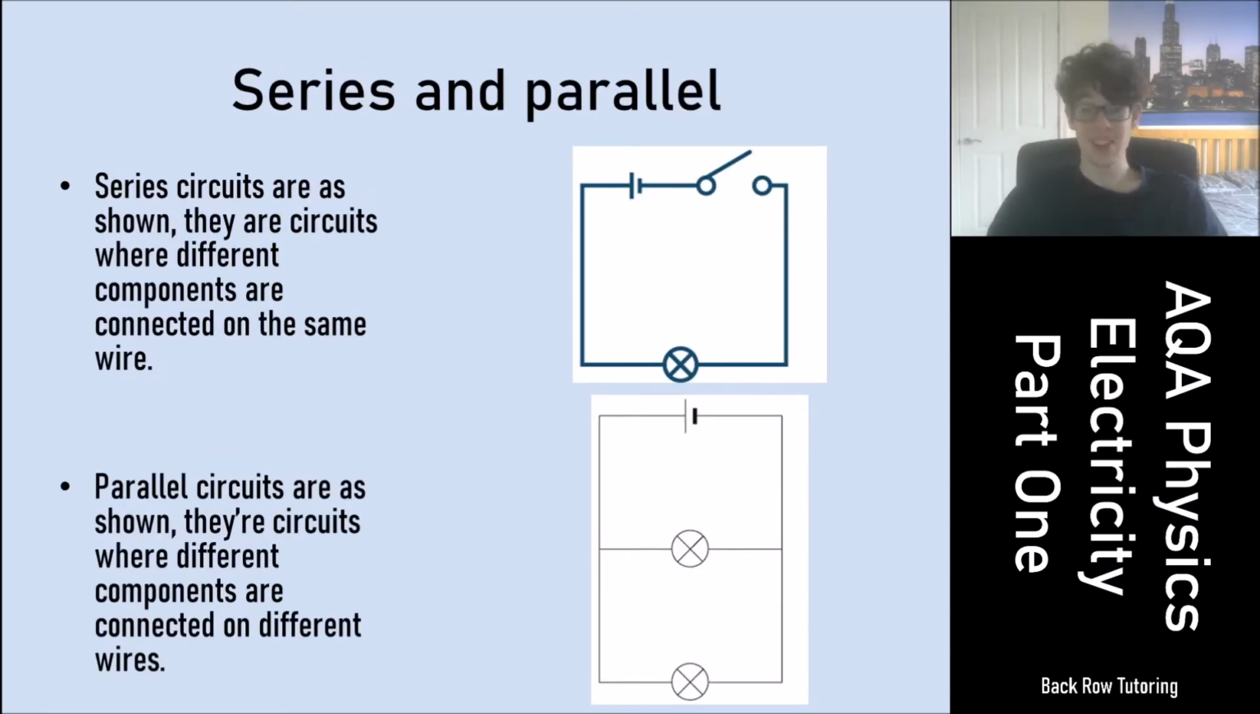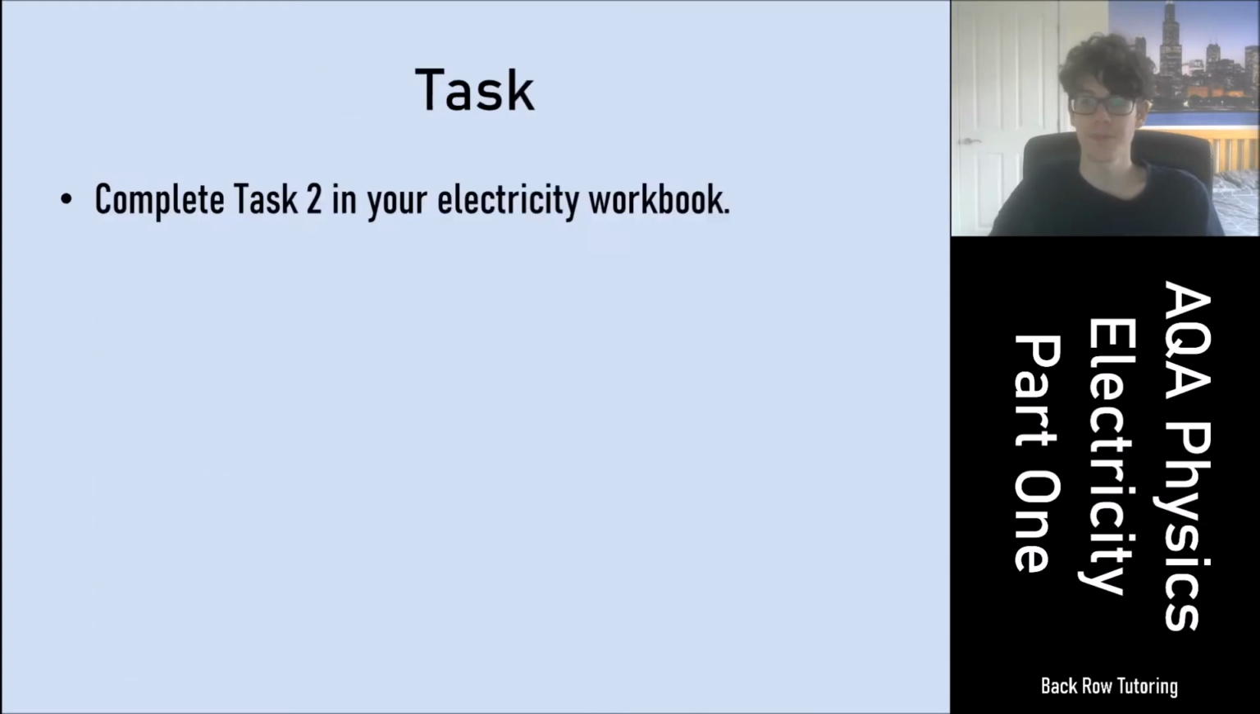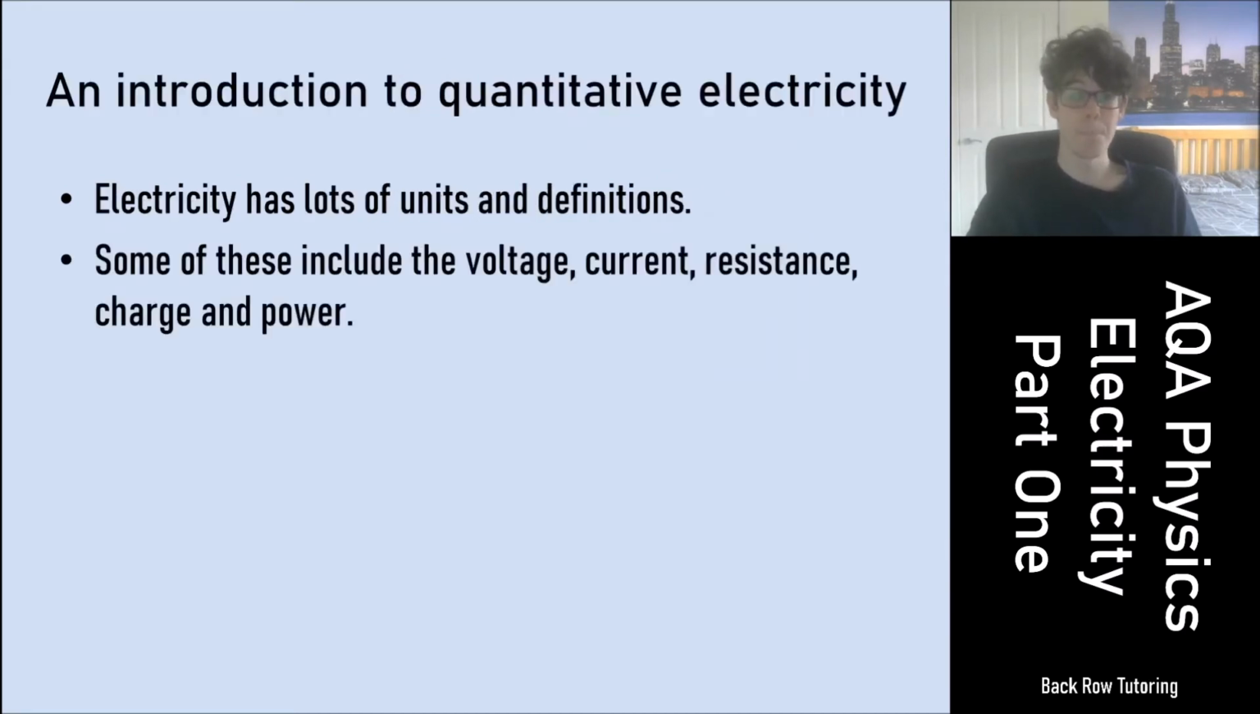So this is just a quick reminder of what we were looking at before with the series and parallel. Series circuits are as shown. They are circuits where different components are connected on the same wire. So we'll have the cell, an open switch in this case, and a bulb all connected on the same loop. That's a series circuit. Parallel circuits are as shown. They're circuits where different components are connected on different wires. Complete task number 2 in your electricity workbook and pause the video if you are following along.